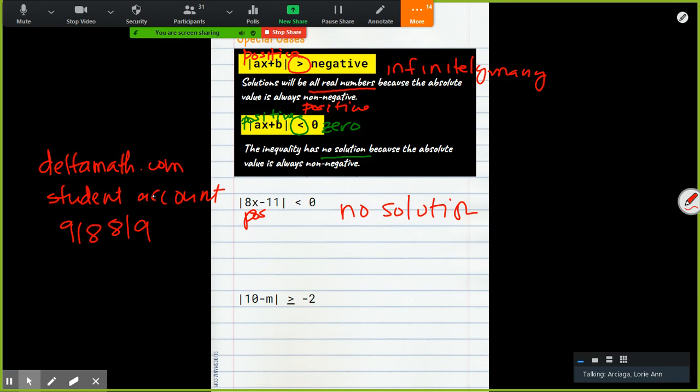Yeah. Infinitely many solutions. Very good, Leia. So we're just gonna put all real numbers because any number can be a solution. So all real numbers. That's great. Awesome. Okay.